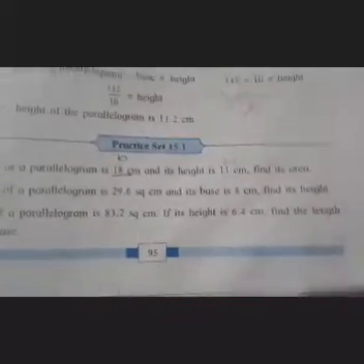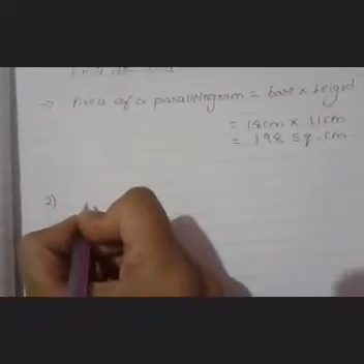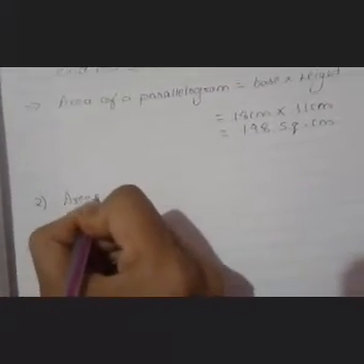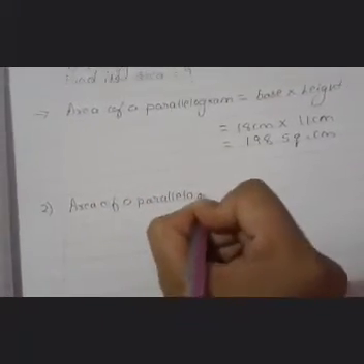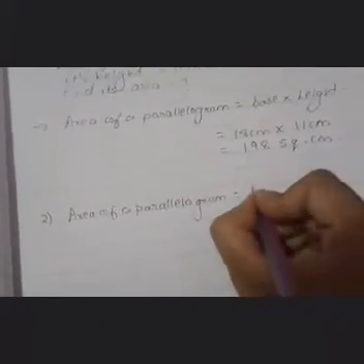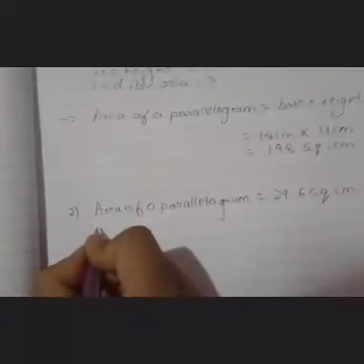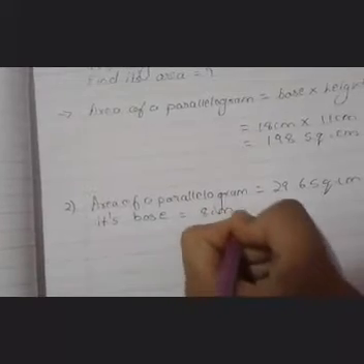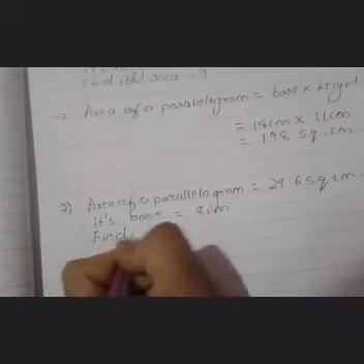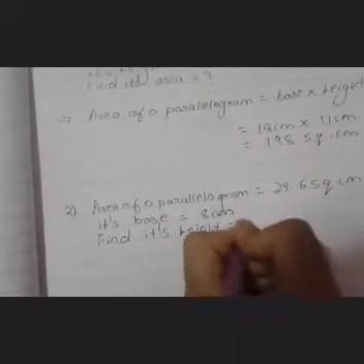So first we will write what is given. Okay, second one, area of a parallelogram is given, so write there area of a parallelogram, which is 29.6 square centimeter. Then its base is given, so its base will be 8 centimeter. Now what are they asking us to find? They are asking us to find its height. So height we have to find.